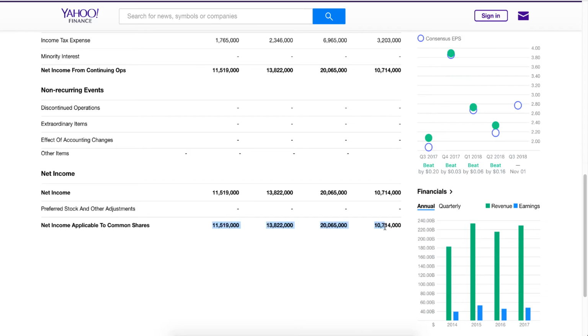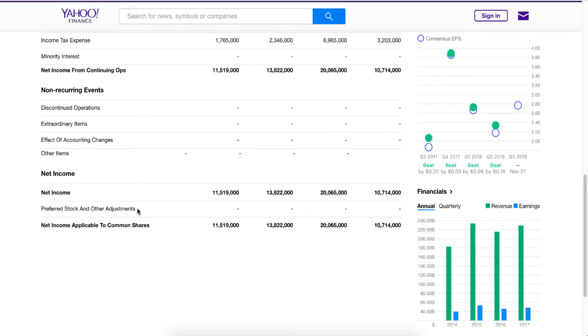a net income applicable to common shares, because you want to be factoring for possible preferred stock. Now, in case you don't know, preferred stock and some other adjustments as well is considered almost like a loan to a company because it basically works like a bond. It's like a combination of a bond and a stock.